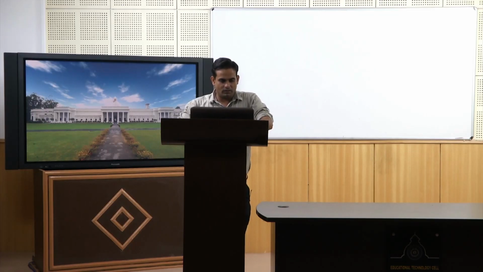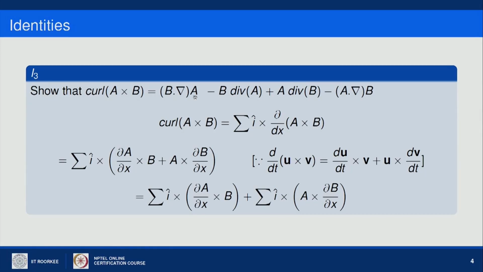So, now I need to prove that curl of A cross B equals B dot del operator operating on A minus B divergence A plus A divergence B minus the operator A dot del operating on B. Now, if I take curl of A cross B, in short notation I can write it as sum of I cross del by del x of A cross B.